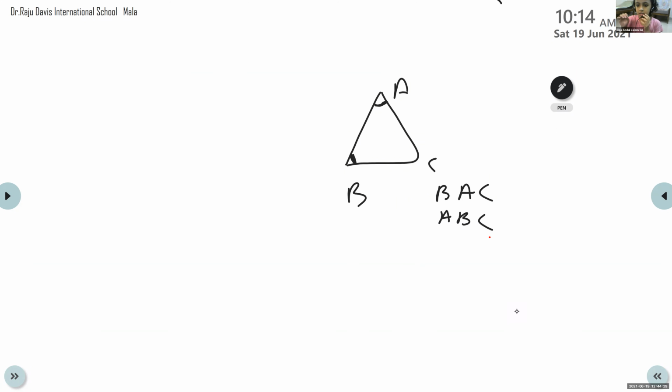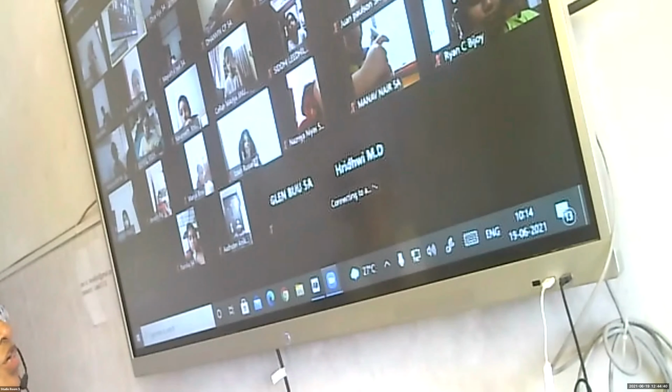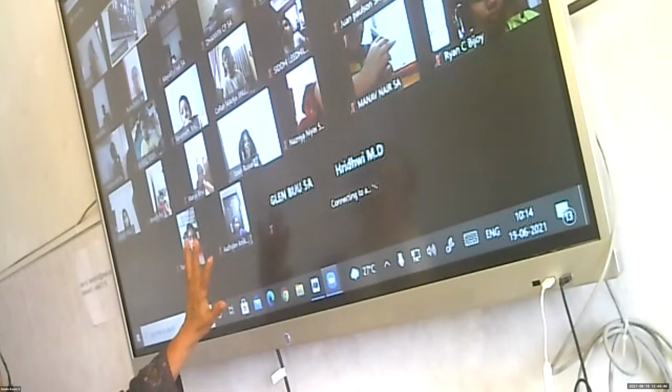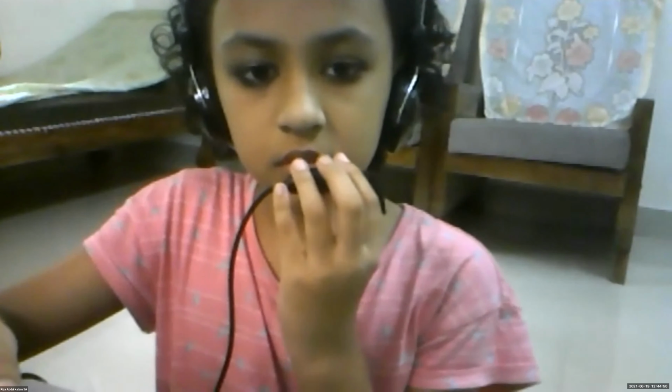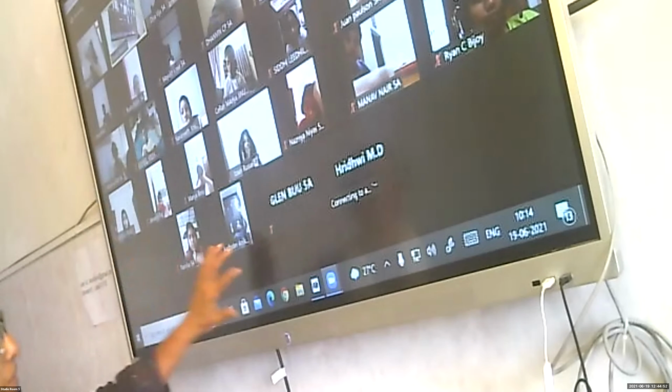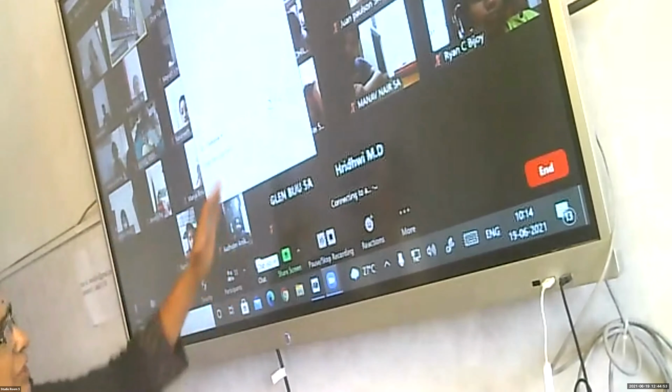Ma'am, we are told that we can show it in any shape, but we can't show it in a circle. In a circle, there is no angle formed. There is no straight line. Excuse me, ma'am. So only a circle will not form an angle, and an oval? Yes, in a circle also you can mark different angles if you want.